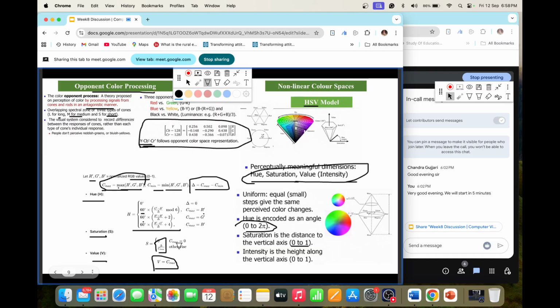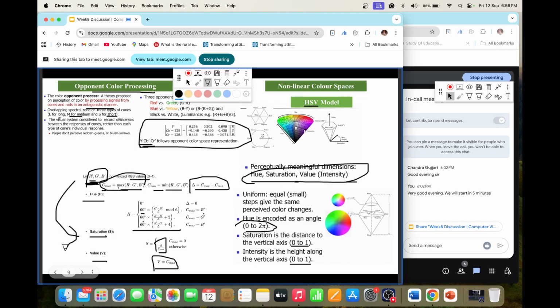Remember, all this C max, etc., is in normalized form. R dash, G dash, and B dash, not RGB. Only then will our value be from 0 to 1. Otherwise, our value will be 0 to 255. But as the saturation and value vary from 0 to 1, we always convert RGB to R dash, G dash, and B dash, and then do all this calculation regarding our HSV model.